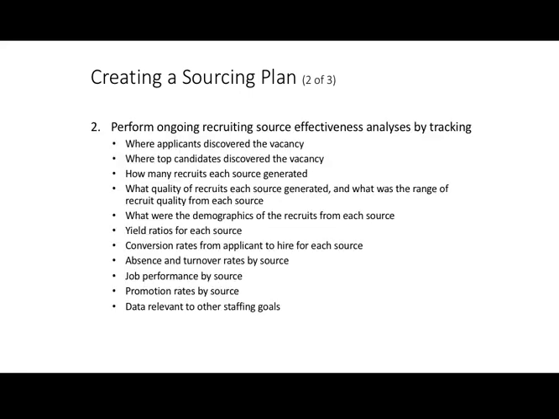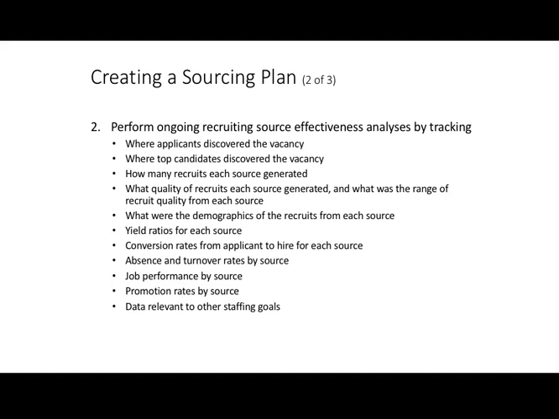So the next step in creating your sourcing plan is to figure out, using certain sources, how do you figure out the effectiveness? So where do your applicants discover your vacancies? Where do top candidates discover vacancies? How many recruits does each source generate? And you should have this information in your human resource information system or in an ongoing record that you keep separately. We want to know how many applicants did we get from a certain source and how many of them were successful, how many of them got us to a successful outcome in the end.